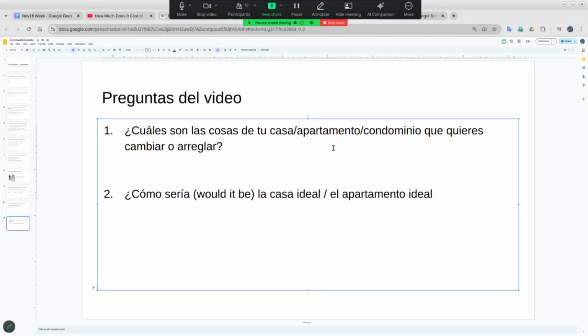Or in Espanol, I hope I'm saying this anywhere close to right.